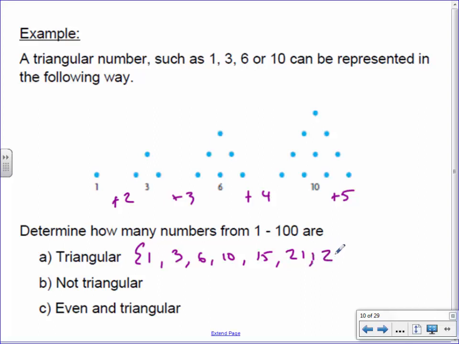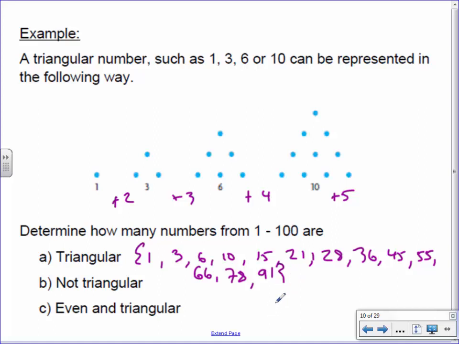No, 28. Because you got to add 7. Then we need to add 8, which gives us 36. And then we had to add 9, which gives us 45. 10, which gives us 55. 11, which gives us 66. 12, which gives us 78. 13, which gives us 91. And we run out of numbers because we said to go from 1 to 100.